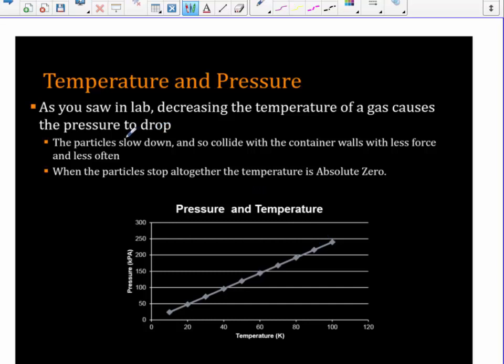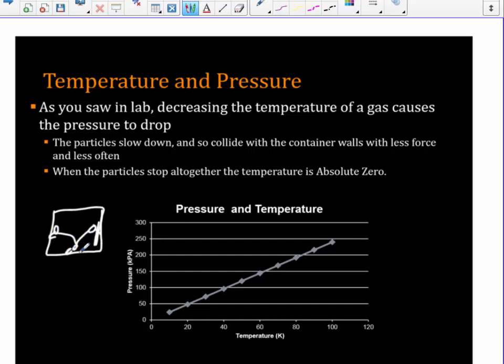Now let's think about why that happens. If you drop the temperature of something, that means those particles are slowing down, they're losing energy, and so they're going to hit the container walls with less force and less often. Remember, gas pressure is caused by these particles bouncing off the walls, smashing into the sides of their container. If they don't do that anymore, then there's no pressure on the walls. They slow down, the pressure goes down.